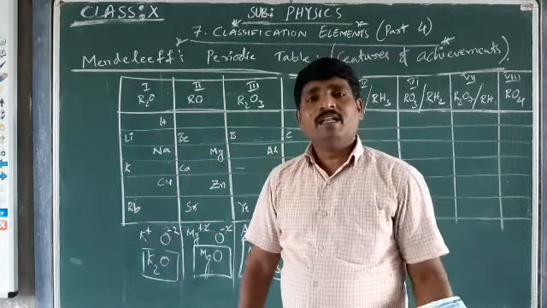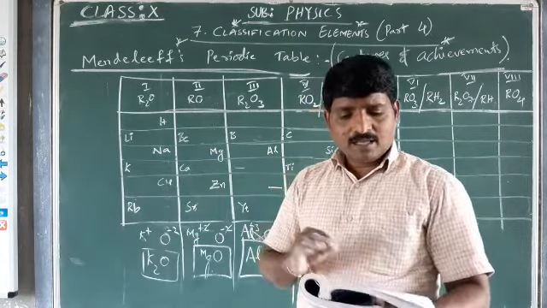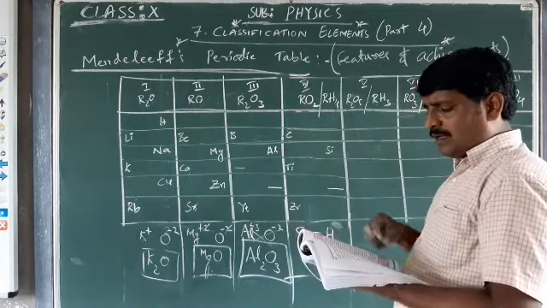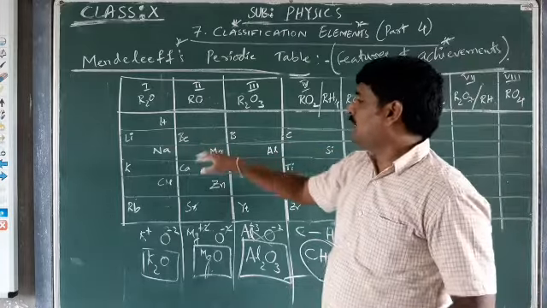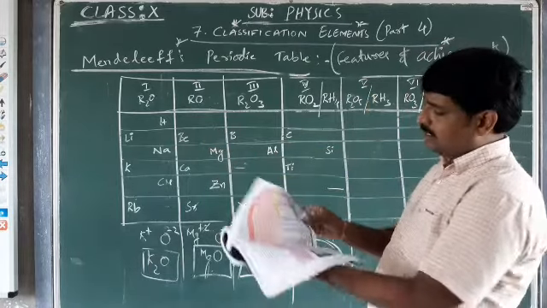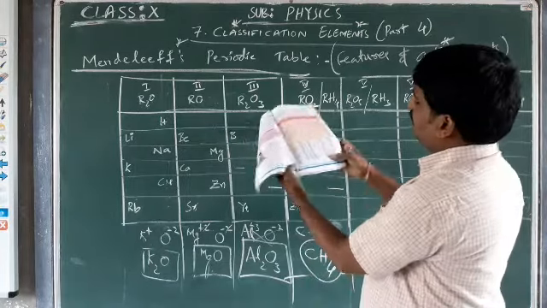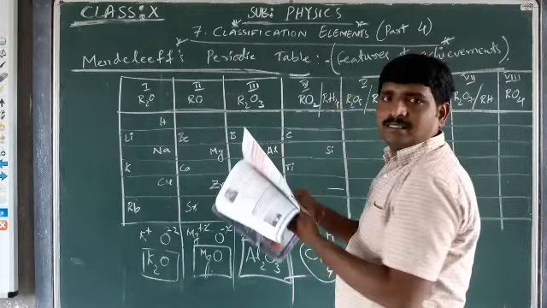Next, Mendeleev has defined this concept of periods. The horizontal rows in Mendeleev's periodic table are called periods. The horizontal rows, this is 1, 2, 3, 4. If you see the table here, these horizontal rows are considered as periods.